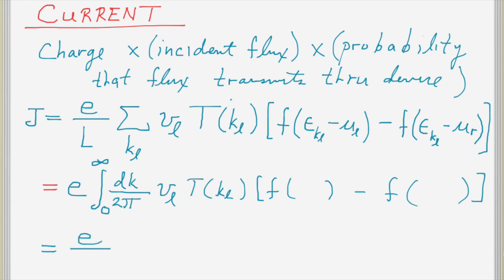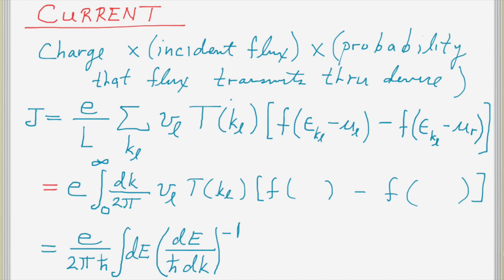And so that's equal to the charge over 2 pi. So I'm just bringing the 2 pi outside the integral. That's just from above, the same 1 over 2 pi. This is part of the conversion, which I'm going to bring outside, 1 over h bar, and then the integral dE, dE over h bar dk, inverse. You can think of that as like my Jacobian or something, right? That converts a dk into a dE.